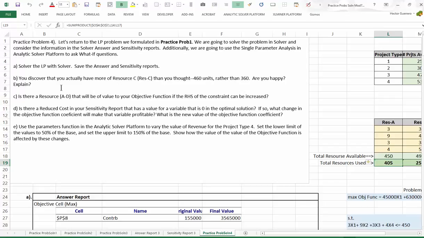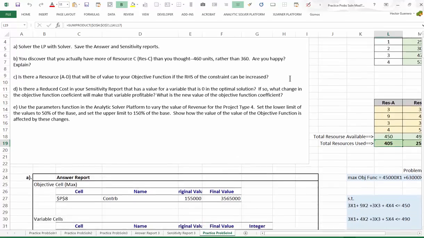The first question says you discover that you actually have more of resource C than you thought. You got 460 units rather than 360 units. Are you happy about this? Well, we define happiness in many different ways, but in this particular case, does it really matter to you? Are you happy that you discovered some money under the sofa cushion, or is it inconsequential?